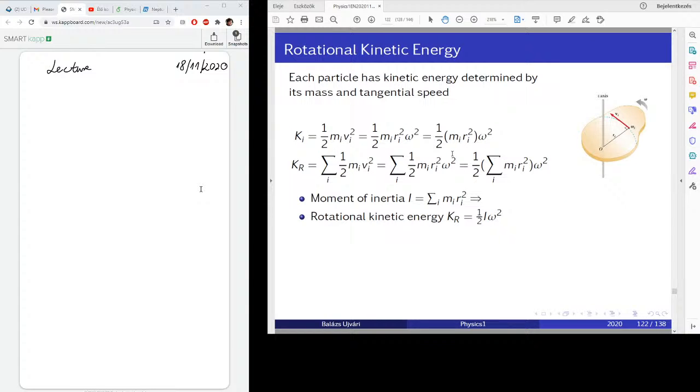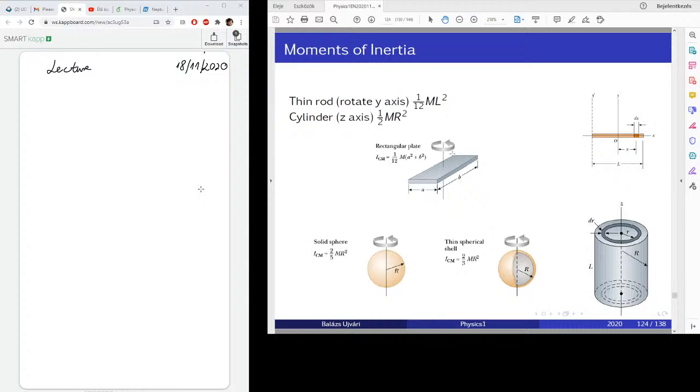Yes, this is the slide I'm talking about. And this quantity is the moment of inertia. We can calculate the moment of inertia for simple cases, like this ring and tube and ball or one plate or something. It's easier to just memorize some formula.